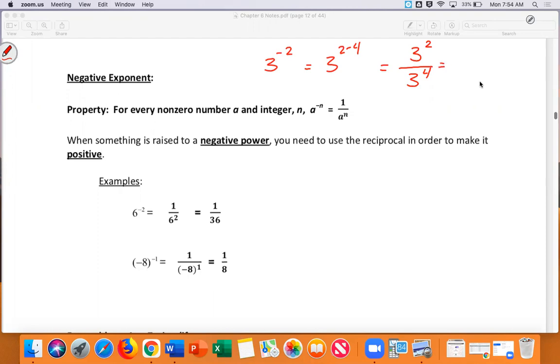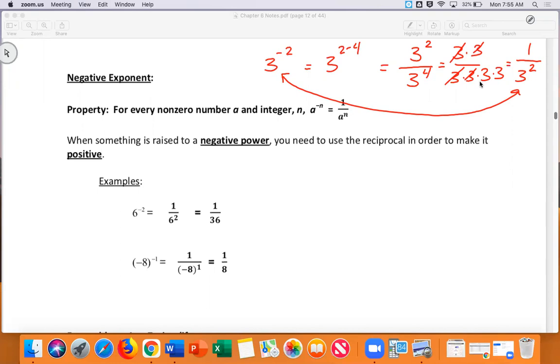But we also know 3 squared is 3 times 3, and 3 to the 4th is 3 times 3 times 3 times 3. We know this 3 cancels with that one, and that one cancels with that one. We're left with a 1 in the numerator. And how many 3's in the denominator, Andrew? 2. So it'd be 3 squared. Now we can see that 3 to the negative second and 1 over 3 squared are the same thing. Do you guys see that?